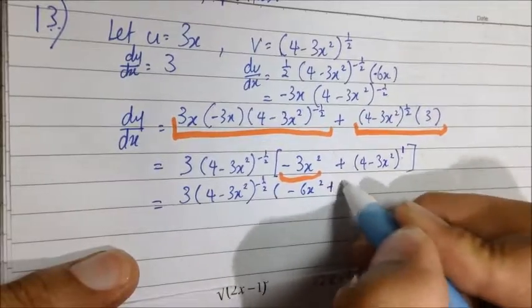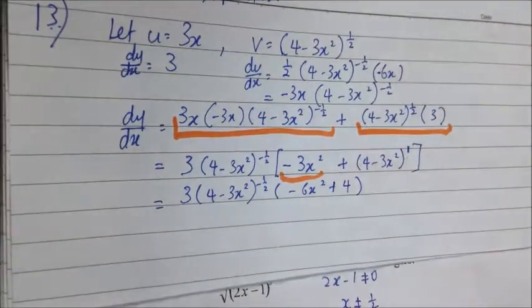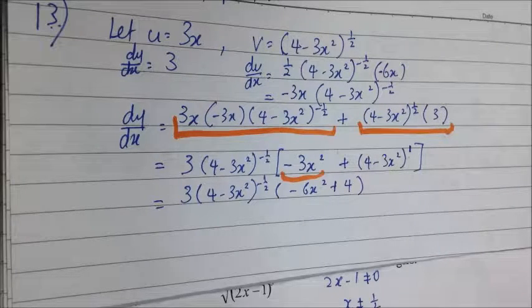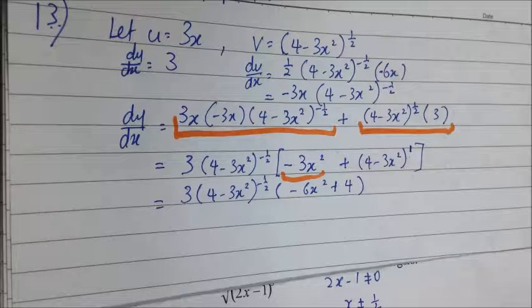Which part? This one, is it? How do I get this? Is it this one? How do I get this one? I copy the top, I differentiate the second one. Copy first, differentiate second.